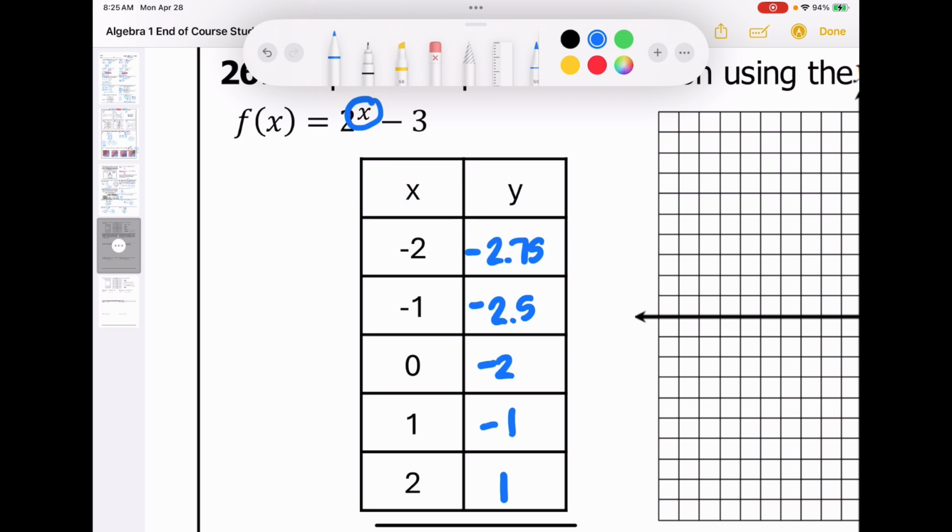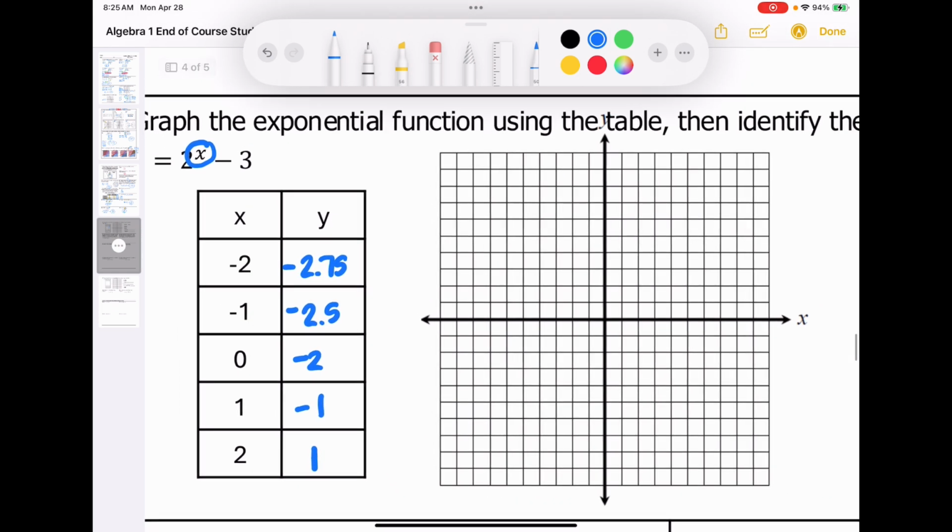All right, so there's our table. So now we're going to graph it. So negative 2, negative 2.75 would be really close to negative 3. Negative 1, negative 2.5 would be right here in the middle. 0, negative 2, 1, negative 1, and 2, 1. So you should have a little bit of a curve. So that's what your exponential function should look like.